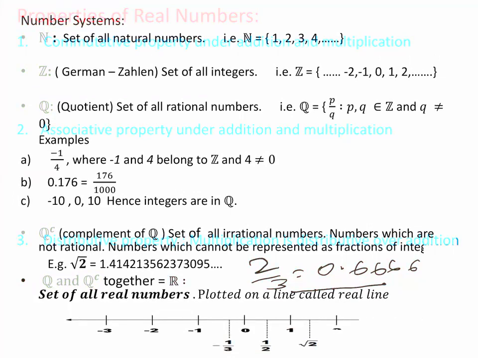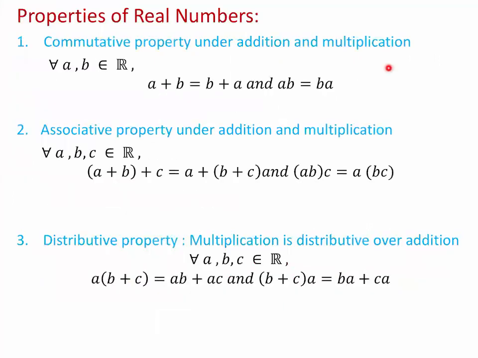We shall now quickly go through the properties of real numbers. The first property is the commutative property under addition and multiplication. So commutative property implies, for all elements of the form A, B in R, the set of all real numbers, it doesn't matter how you add the numbers or how you multiply them. The order doesn't matter. So A plus B is equal to B plus A, and A times B is equal to B times A.